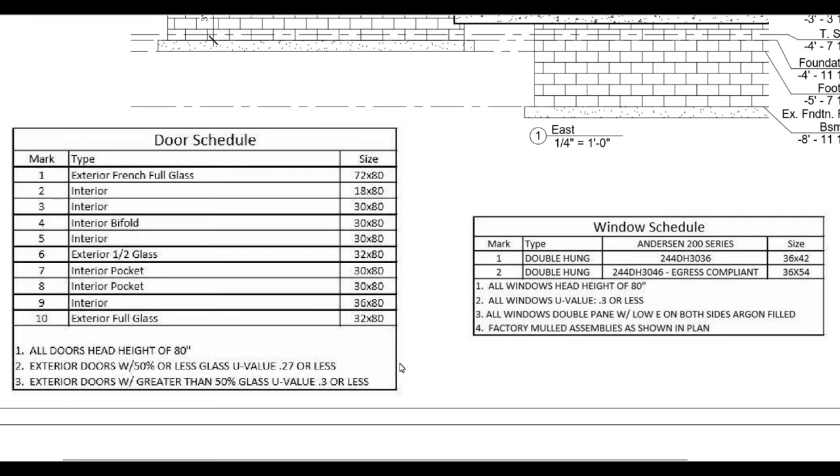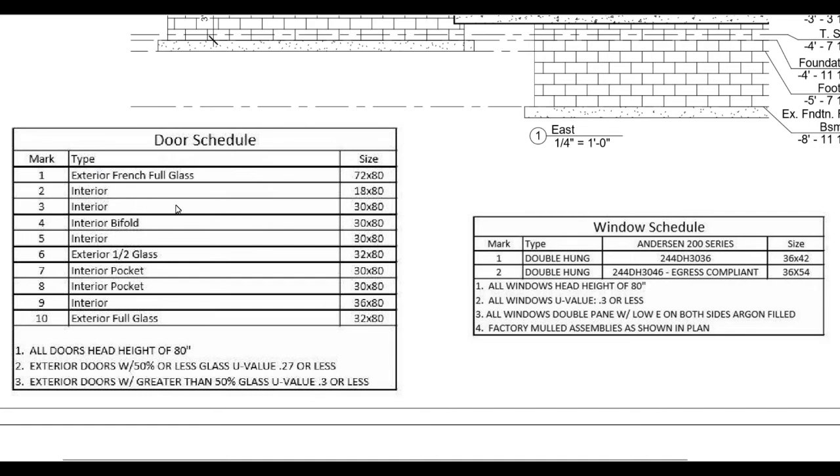So the inverse, the U value, should be low. The lower the better for the U value. In this case, 0.27 or less for exterior doors with 50% or less glass. If I have a lot of glass, or greater than 50%, the glass U value must be 0.3 or less. So that pretty much wraps up the door schedule.